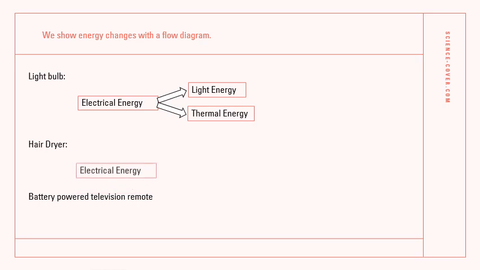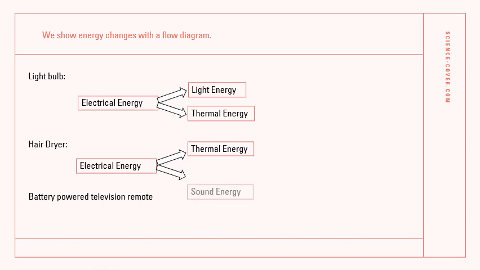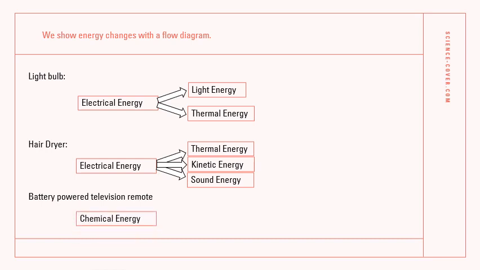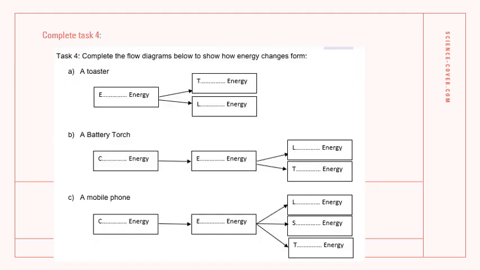The hairdryer should run on electrical energy. It's going to change that into heat energy or thermal energy. It'll also produce some sound energy, and there's a fan inside the electrical hairdryer, so it's going to produce kinetic energy as well. The battery powered television remote, if it's battery powered, then it's going to run on chemical energy. It's going to change that type of energy into light and also heat, which will be wasted. Now pause the video and complete task 4.